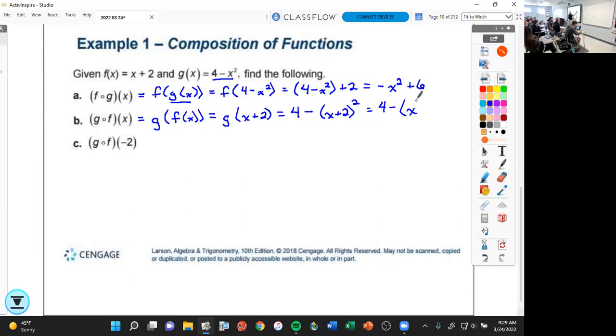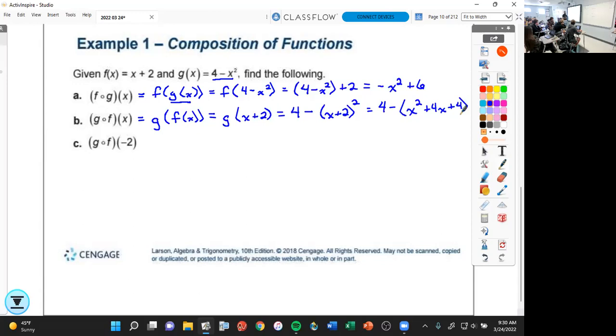First times first, x squared. Outside times outside, 2x. Inside times inside, 2x and 2x. Last times last. Okay. Do you see how important those parentheses were? If you did not put those parentheses, you're going to have a negative x squared, but then your 4x and your 4 are going to be positive, and that's going to be wrong.